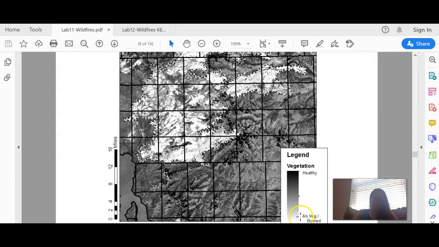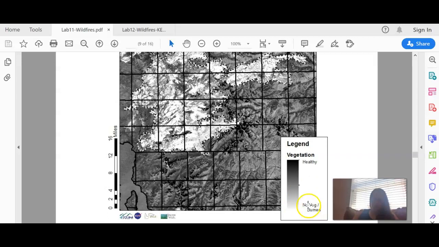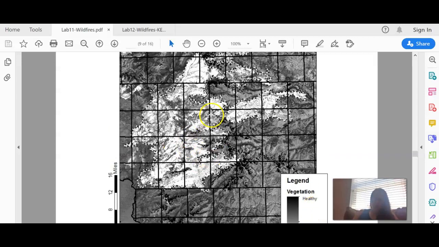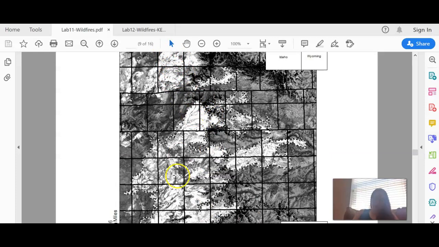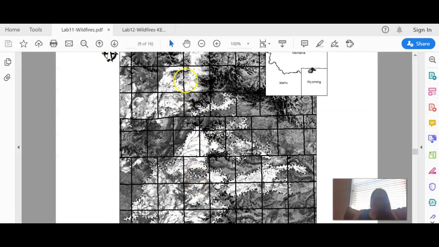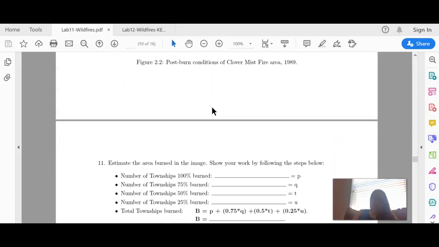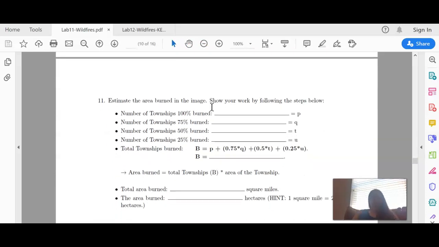So as you see, a lot of it is no vegetation or burned, right? A lot of it is white. You can see that both in Wyoming and in Montana. And what they're asking us is a set of questions based on the amount of area that was burned. So let's jump in for the first question.